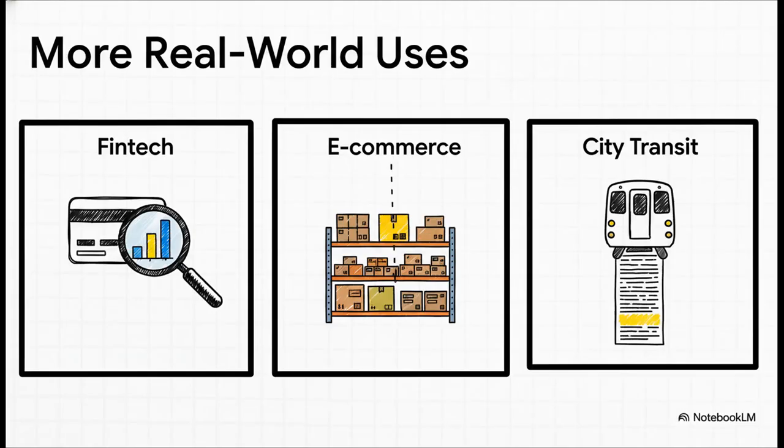And the list just goes on and on. Fintech companies use this to find one of your transactions instantly. E-commerce warehouses use it to find a single package in a warehouse filled with millions of them. Even city transit systems use it to analyze massive log files to keep the trains running on time. This isn't just theory, it's the invisible engine that makes our modern world run.